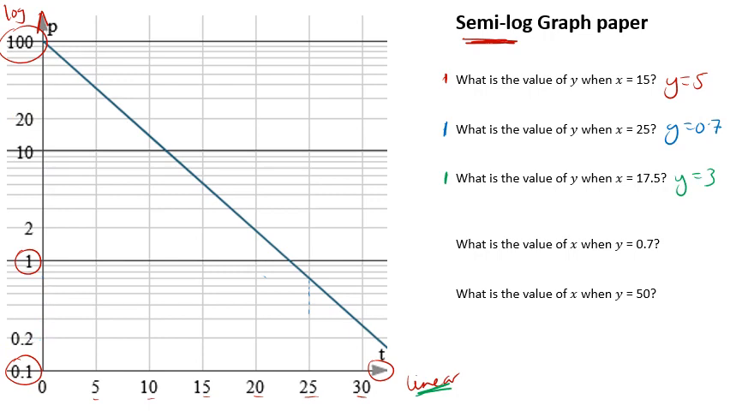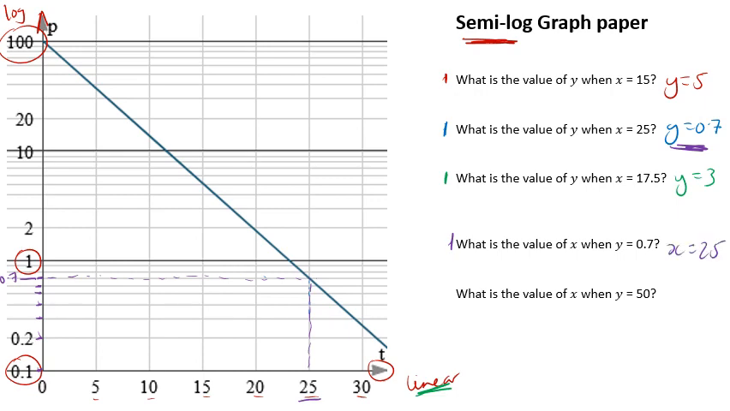So, what's the value of x when y is 0.7? So 0.1, 0.2, 0.3, 0.4, 0.5, 0.6, 0.7, and I've just realized that's a rubbish question because that's exactly what we did up here. But we would find out where 0.7 is, we'd follow the line across, and we'd follow it down, so that would give us x equals 25.